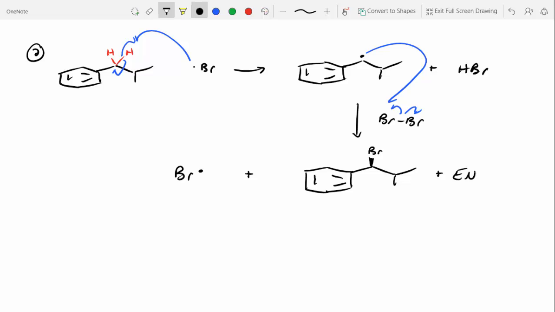What's the next step, Fiona? Termination. We can take our two bromine radicals, or any other radicals for that matter, and we can just have them coupled together, and we can form a covalent bromine-bromine bond. So I did want to review a little bit of radical chemistry because I know some people were rusty with it.